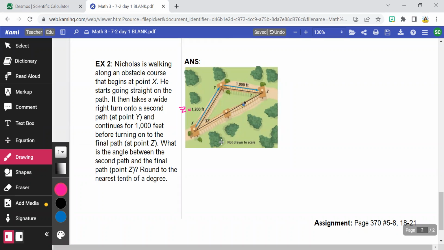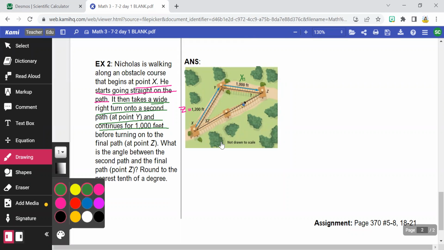So he starts, and that's that length of the obstacle course. He then takes a wide right turn onto a second path at point Y and continues for 1,000 feet. Notice that's across from X, which is the 32. So that's our lowercase x. And then he continues down the final path at point Z. They want to know the angle between the second path and the final path at point Z. So they want us to find the measure of angle Z.